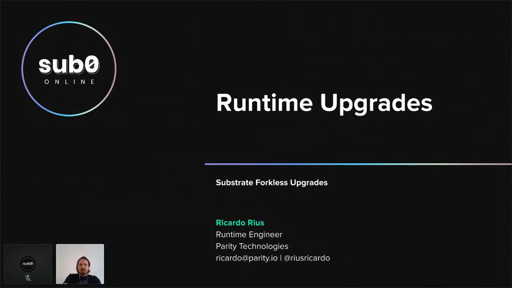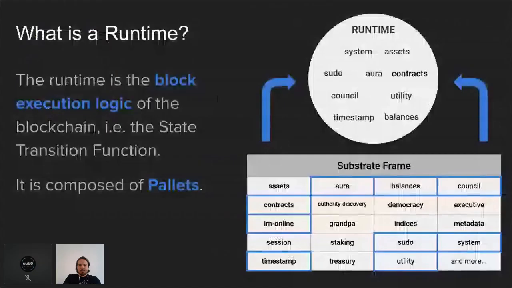And the idea of this talk is to introduce you and talk a little bit more about runtime upgrades. So that's what we call in Sub0 doing a forkless upgrade. So basically, if you saw Fred's talk, he introduced Sub0, which I'm gonna just mention a little bit again about it. So in order to introduce runtime upgrades, we first need to say what's the runtime.